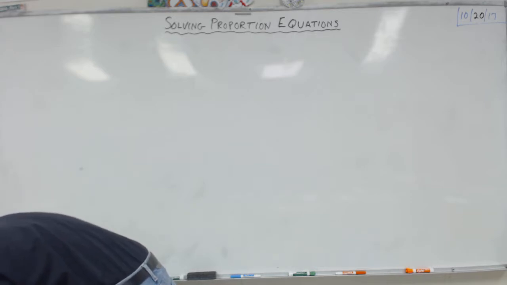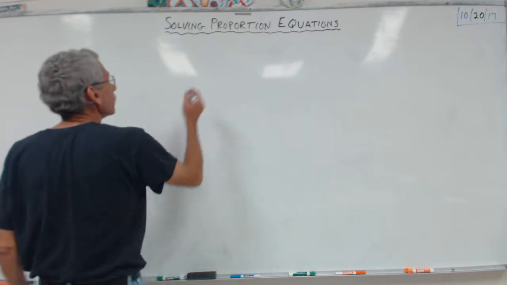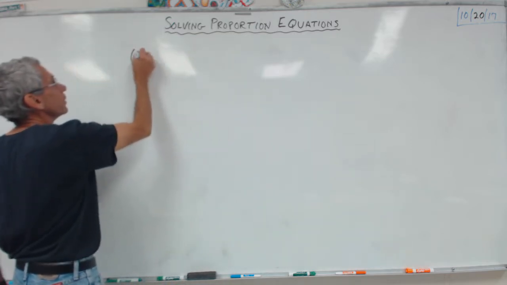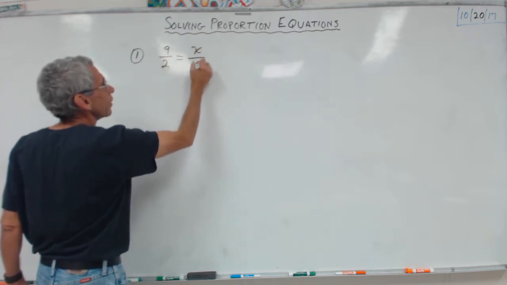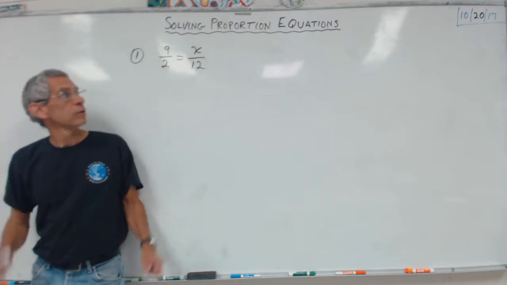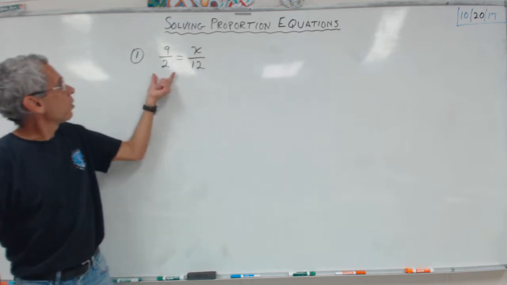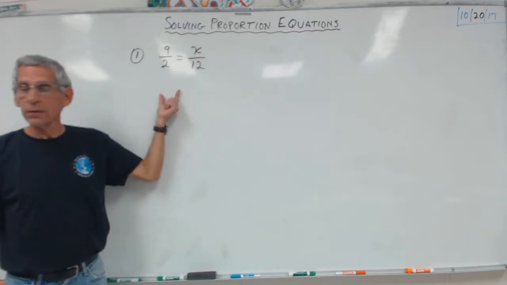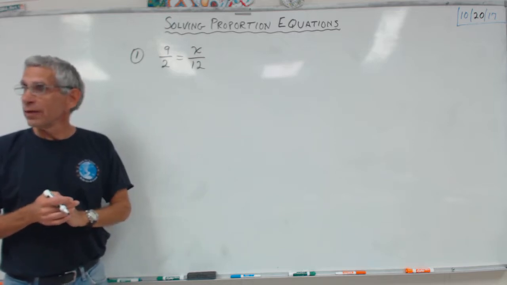Let's see, very simple. Okay, 9 over 2. Here's our first one. 9 over 2 equals x over 12. So this is a proportion, and the goal is to find out what x is. Now there are different ways you can do it sometimes, but not always.